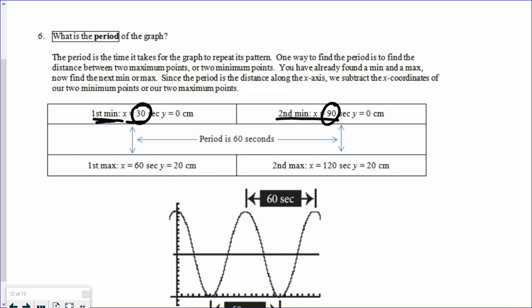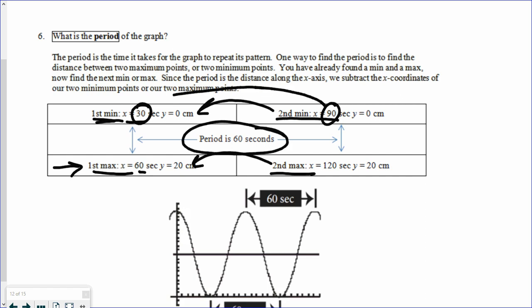Or we could do it based on our maximum value. So our first maximum is at 60. So that's when the hand has gone all the way around one time. Our second maximum is at 120. So in both of these cases, if we look at the difference between our maximums or minimums, we get the period. So you see in both cases, if we went 90, subtract 30, that's 60. If we went 120, subtract 60, that's 60 as well. So the period is equal to 60 seconds.